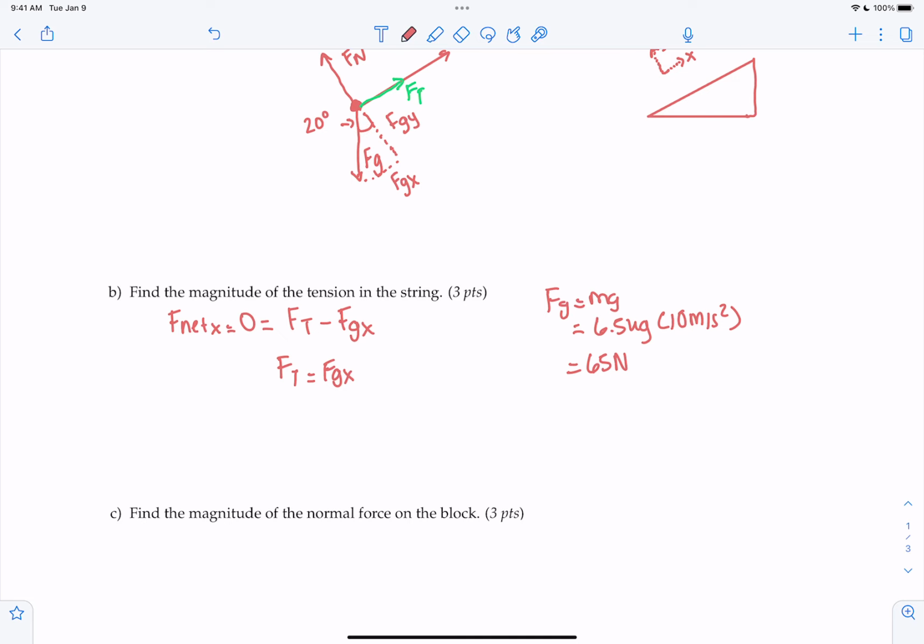What trigonometric function can we use to figure out FGX? Do we use cosine, sine, or tangent? We use sine, right? Because sine is opposite over hypotenuse. Cosine would just be adjacent over hypotenuse. So we can use cosine to figure out FGY. But we use sine to figure out FGX because it's opposite to the angle over the hypotenuse. Does that make sense?